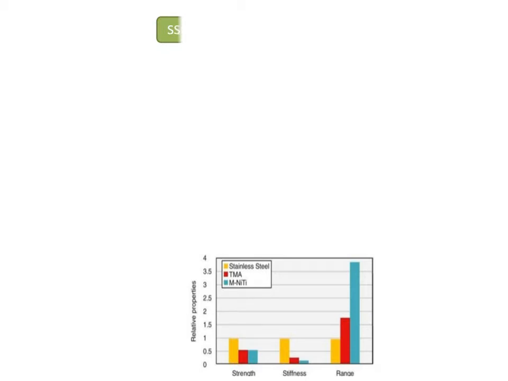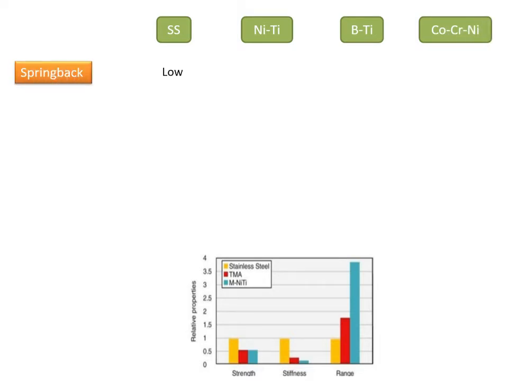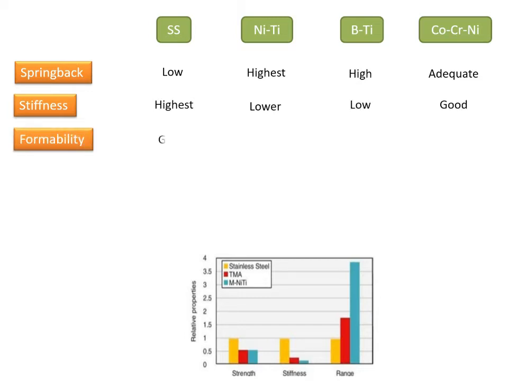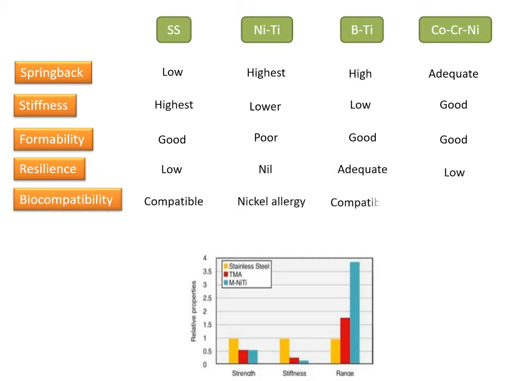So this is just a comparison of the various orthodontic arch wires that we discussed: stainless steel, nickel titanium, beta titanium, and cobalt chrome nickel alloys. In terms of spring back, nickel titanium has the highest spring back. Stiffness wise, stainless steel has highest values in stiffness. Formability wise, except for nickel titanium, rest have a good formability. Resilience wise, beta titanium has adequate resilience. Biocompatibility, nickel titanium, because of the presence of nickel, can have nickel allergy. And joinability wise, stainless steel and cobalt chromium nickel have good joinability.